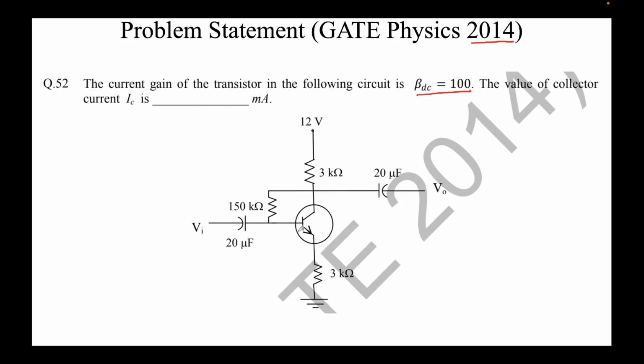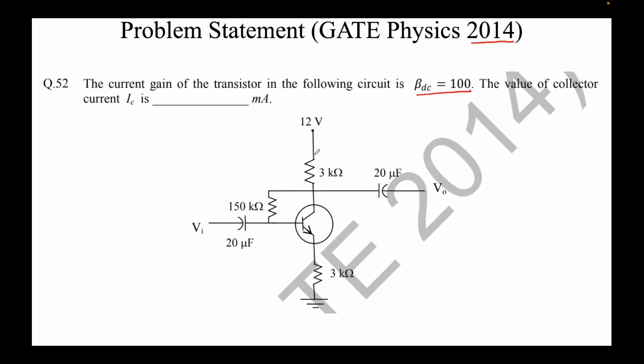We have been given a circuit which has an NPN BJT, some resistors and some power supplies with some blocking capacitors, and we need to find the value of the collector current. This is a numerical answer type question, and once we find the answer, we'll fill in the blank here.